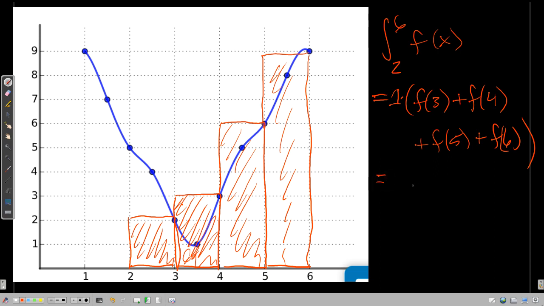Riemann, after the mathematician Bernard Riemann. So really it's just f of 3 plus f of 4 plus f of 5 plus f of 6. Well, f of 3 is 2, and f of 4 is 3, and f of 5 is 6, and f of 6 is 9. And we're done. This adds up to 20.